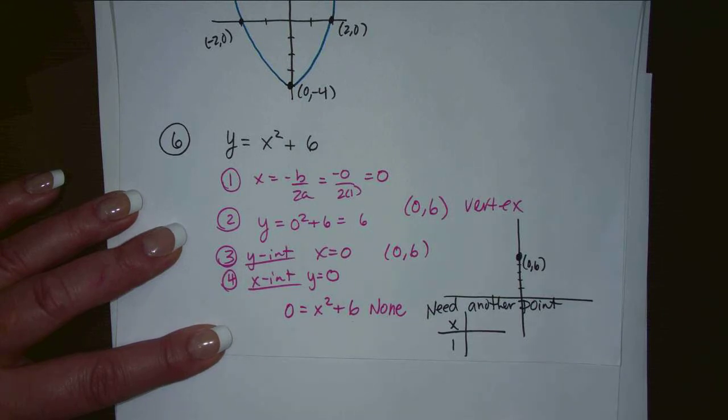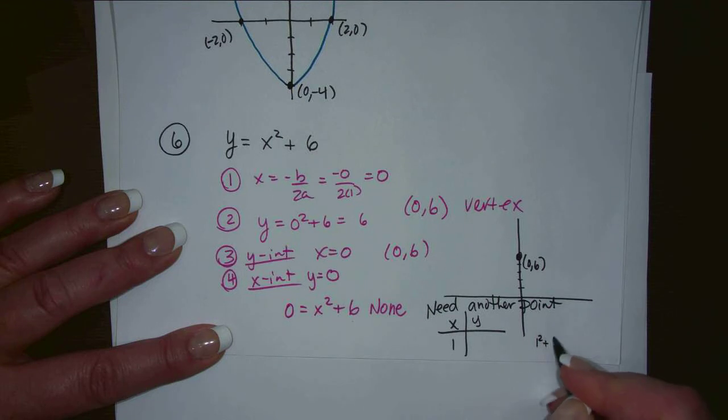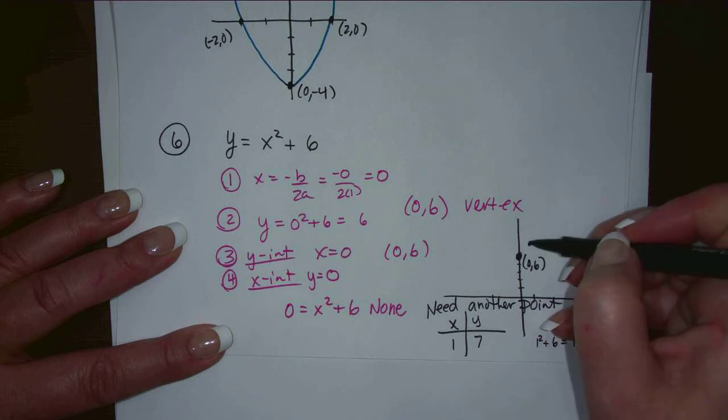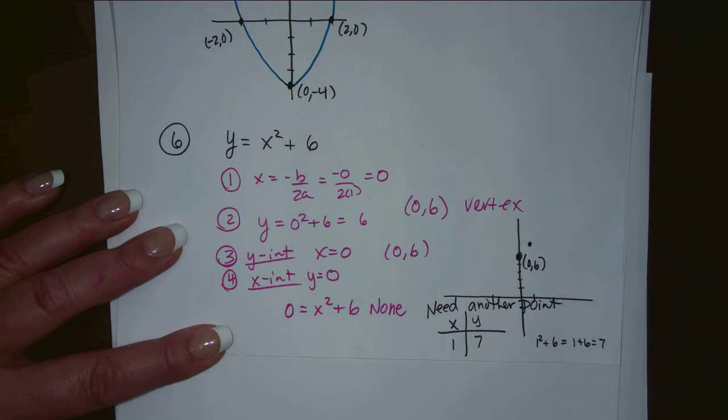What do we get for y? 1 squared plus 6? 7? 1, 7. Now, why do I only need 1 point? Why wouldn't I need another point? I could do more. Could do as many as you want.